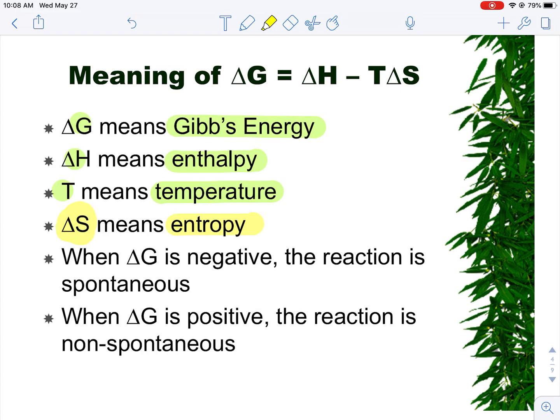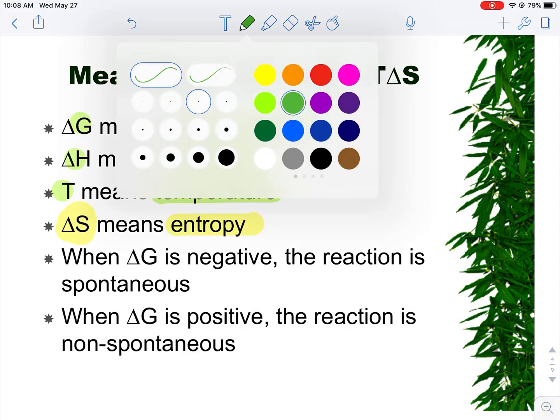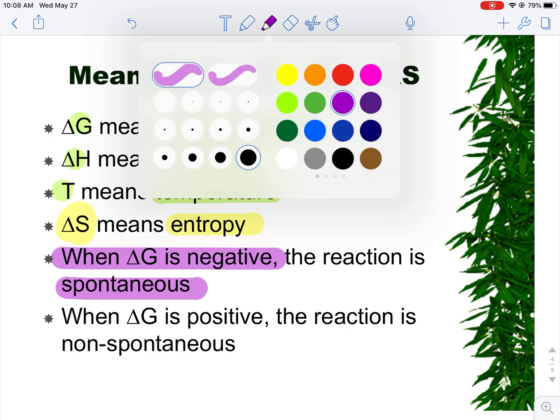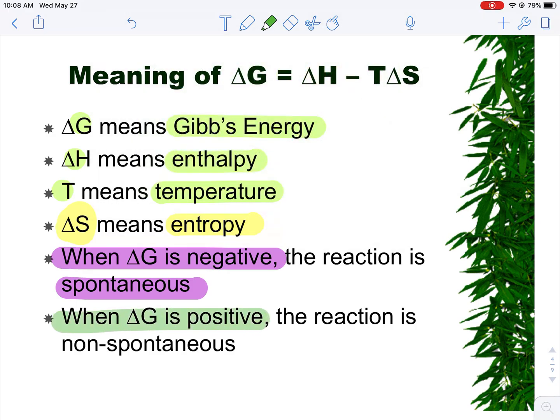What is entropy? Before we get around to actually working through what these math problems will look like, before we dive into entropy, let's just talk about how Gibbs free energy is going to tell us the same thing that enthalpy did when we looked at enthalpy by itself. When Gibbs free energy is negative, the reaction is spontaneous. Again, that means it will happen by itself. When delta G is positive, the reaction is non-spontaneous, meaning humans have to do something to get that reaction to work.